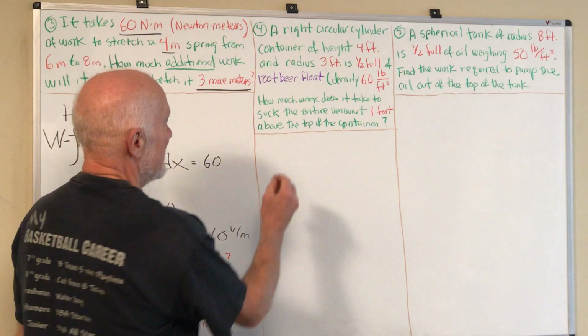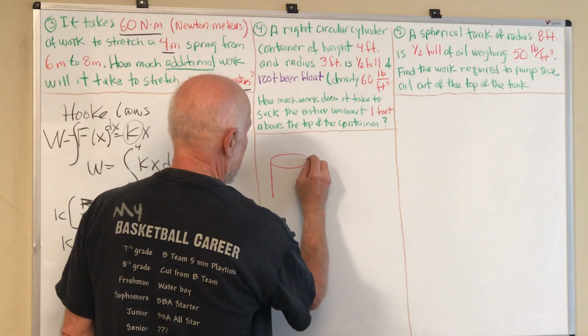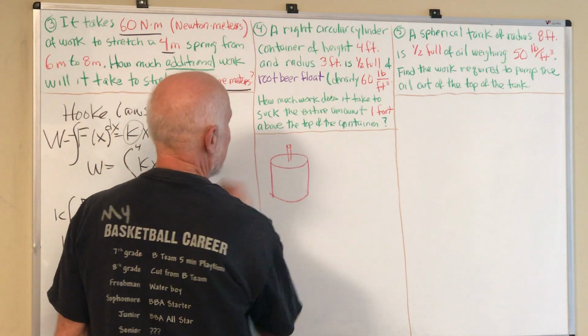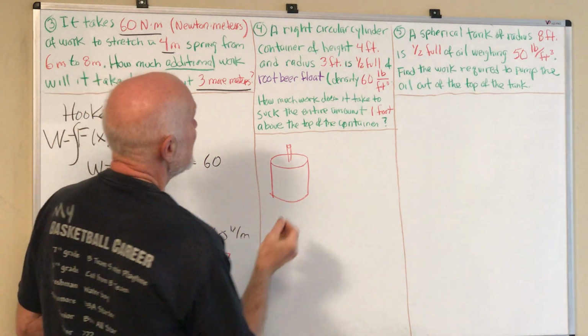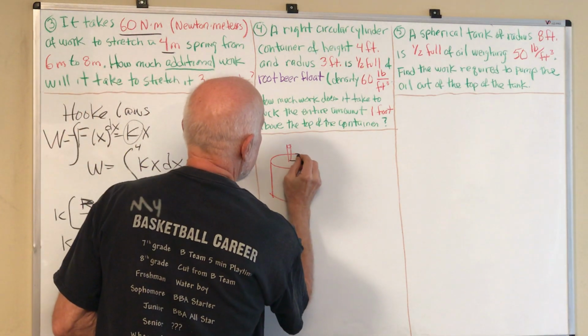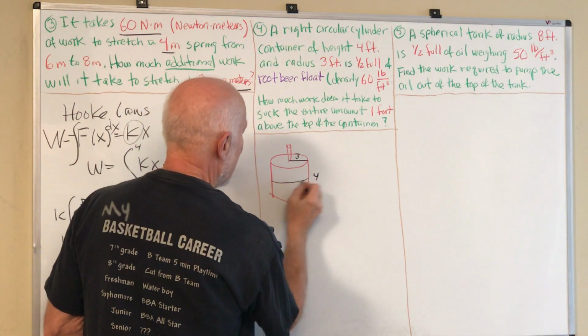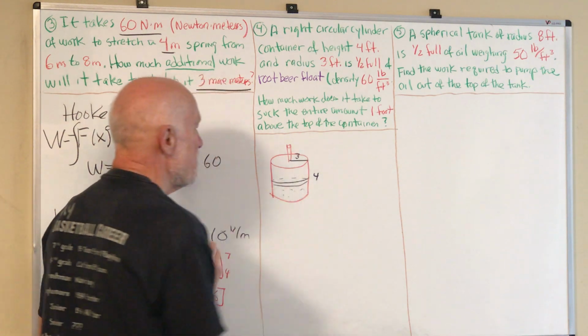So here's our container. We've got a straw in it. What do we know? The radius is 3 and the height is 4, and it's half full of root beer floats.